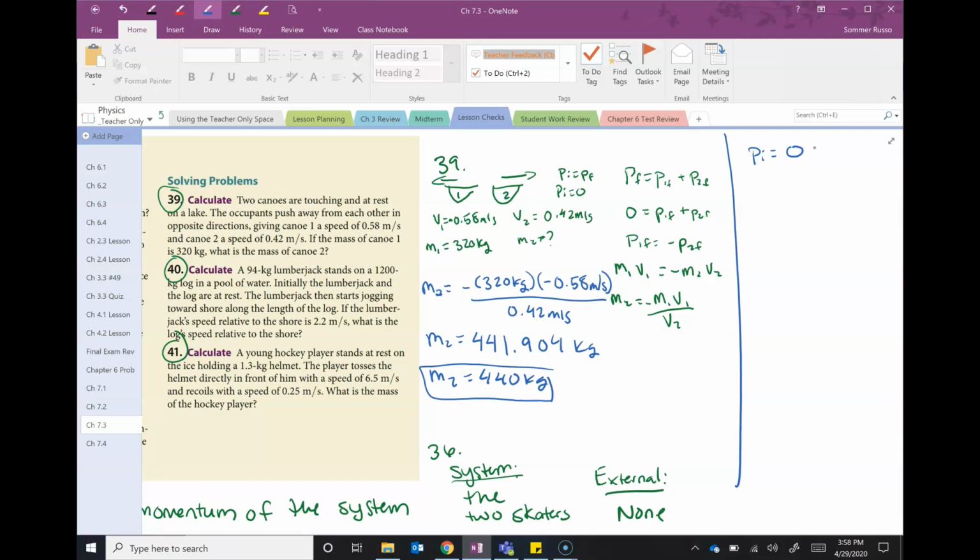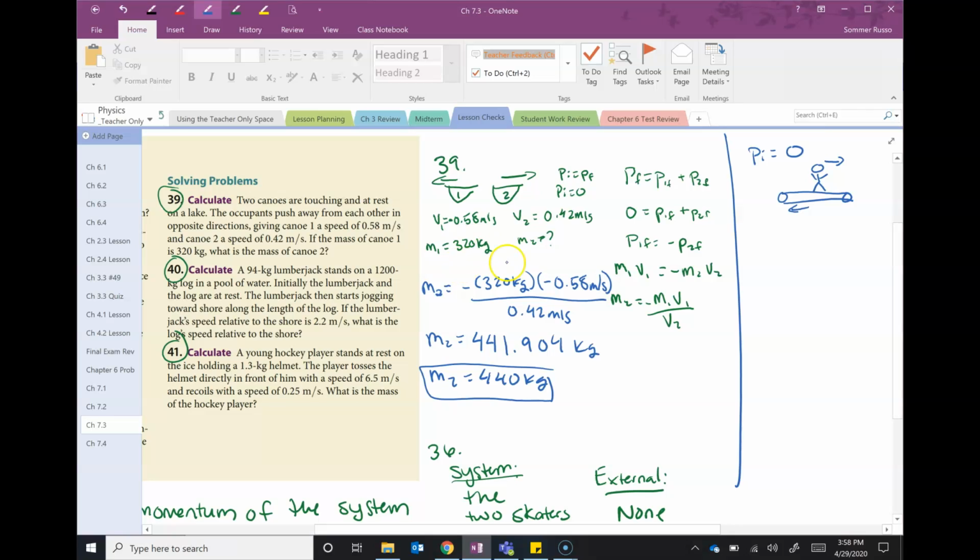The lumberjack then starts jogging towards the shore along the length of the log. If the lumberjack's speed relative to the shore is 2.2 meters per second, what is the log's speed relative to the shore? So what's happening here is we have a log and we have our lumberjack. He's going to run this way, and due to conservation of momentum, the log is going to move this way. So that's sort of what we're looking at here.